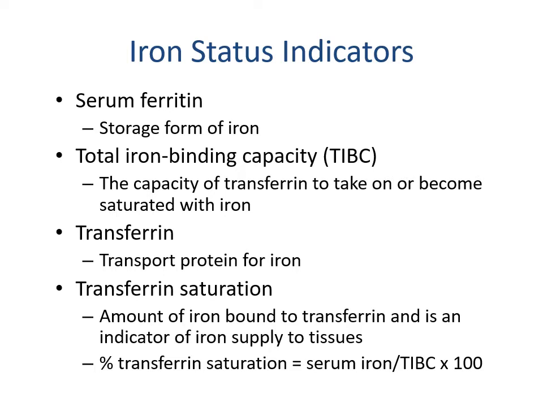We have transferrin, which is the transport protein for iron, and transferrin saturation, which is the amount of iron bound to transferrin and is an indicator of iron supply to tissues. Percent transferrin saturation is serum iron divided by iron binding capacity times 100.